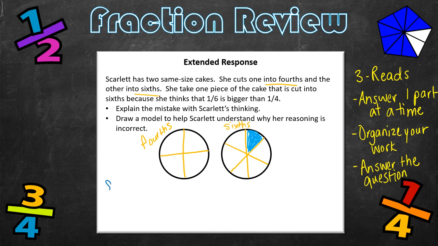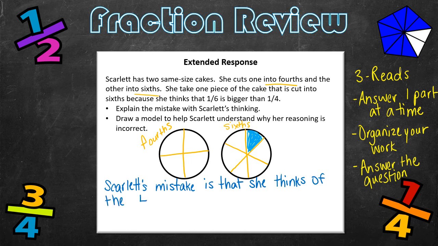Okay, so my answer, if I were to go ahead and write my sentences, I would say: Scarlett's mistake is that she thinks of the 4 and 6 as whole numbers.